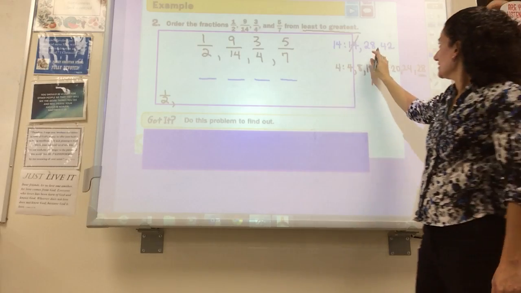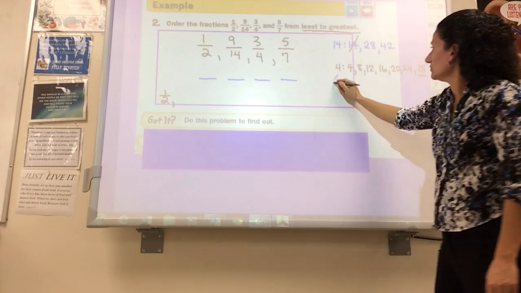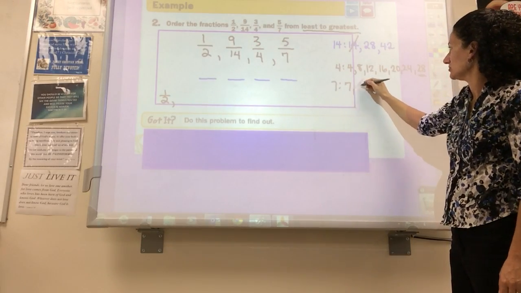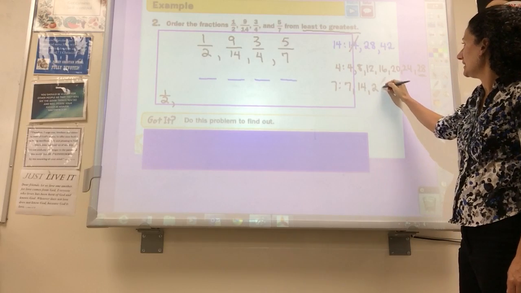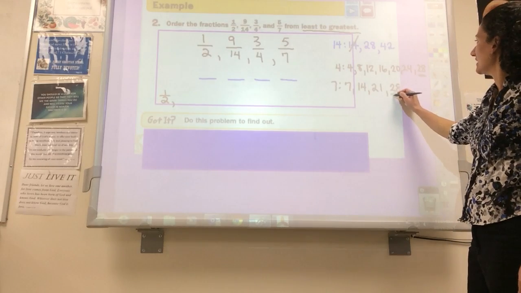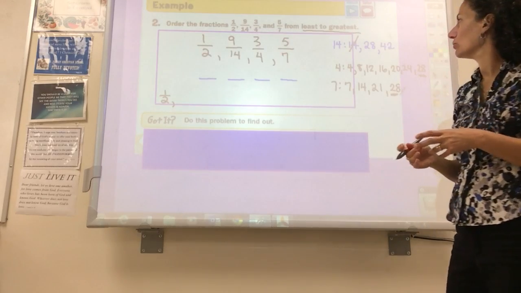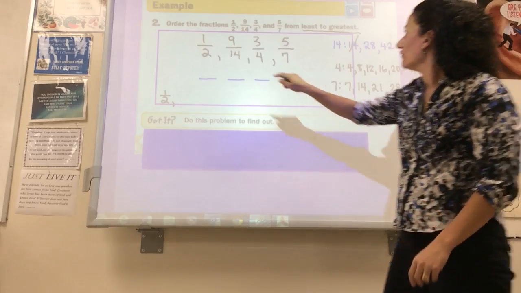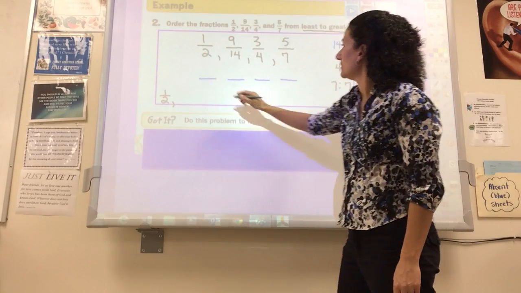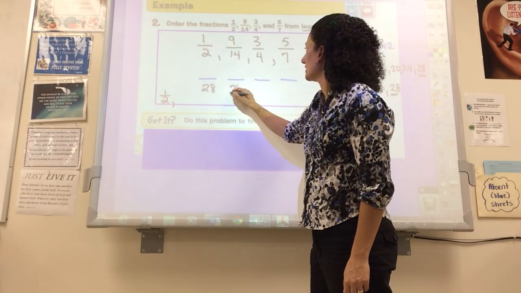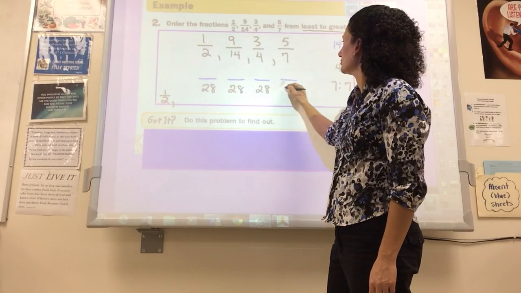And again, 28 is a multiple of 7. If you know your 7 times tables, I'll list them out so you can see. Here it is. 4 times 7 is 28. So our smallest or least common denominator for all of these is going to be 28. So I'm going to change all my denominators to 28.